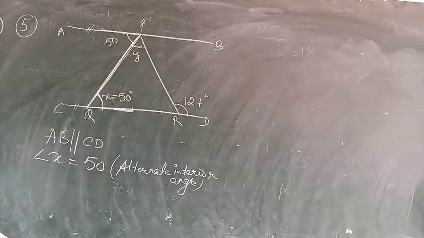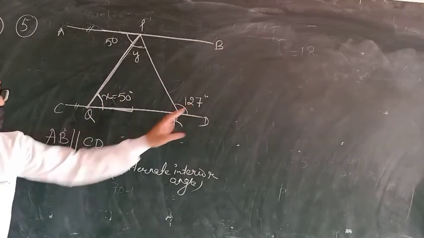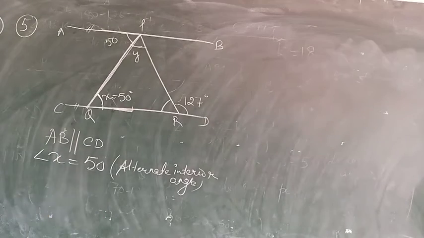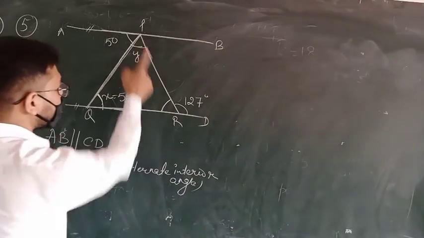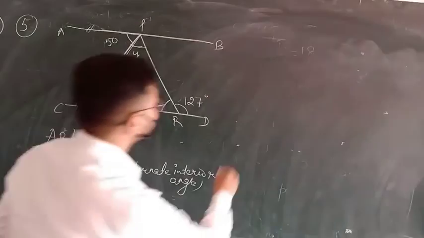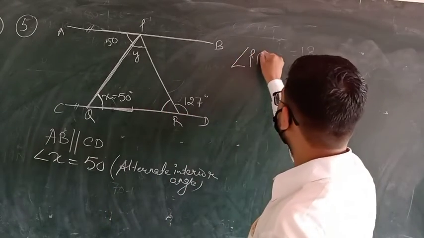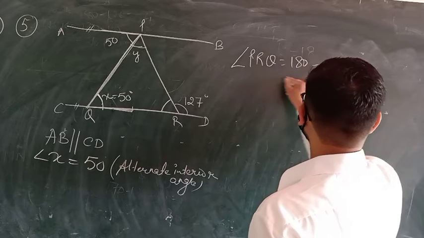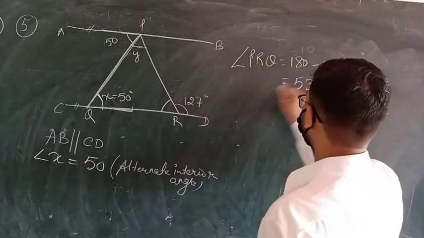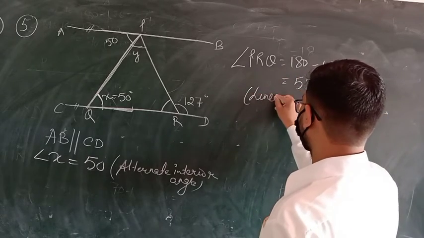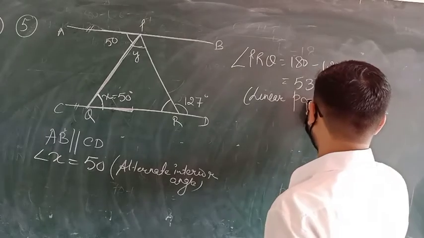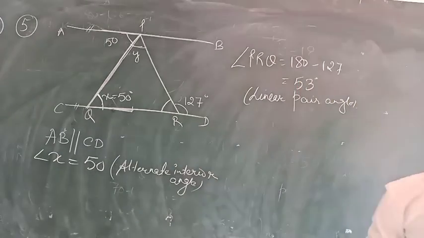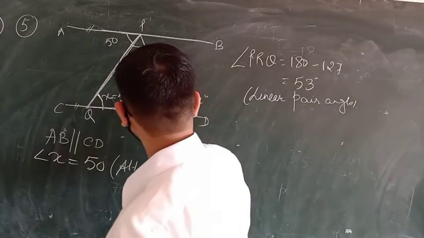Now, if this is 127, then this angle must be 53. 180 minus 127 is 53, correct. So you can write PRQ is equal to 180 minus 127 degrees, which is equal to 53 degrees. The reason is linear pair angle. Any doubt? So this angle is equal to 53 degrees.